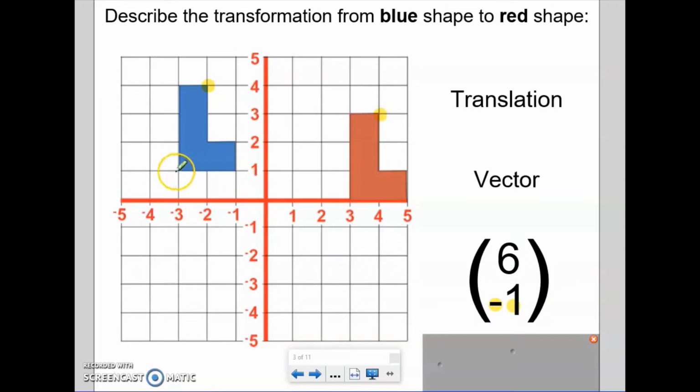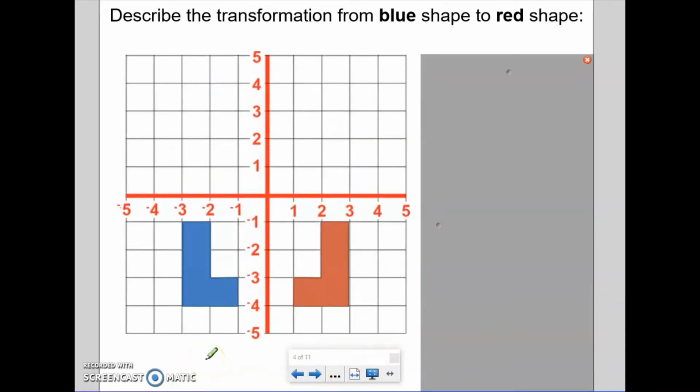Let's just double check that movement. I'll go from here to here. So I'm going to go 1, 2, 3, 4, 5, 6 along and 1 down. So there is my description of the transformation that took place. I would say that moving from the blue shape to the red shape, I have used translation, and I've translated by the vector 6, -1. So you would probably end up giving those bits of information in a sentence. A translation by the vector 6, -1.